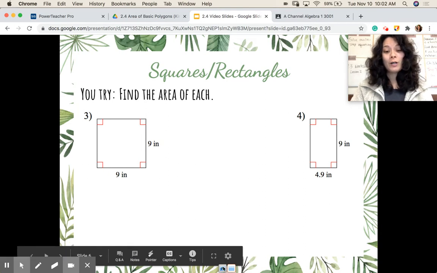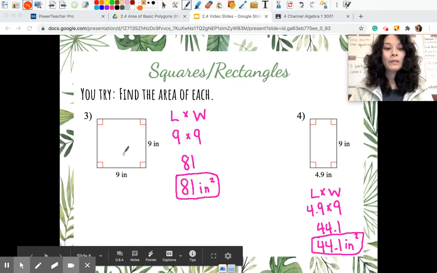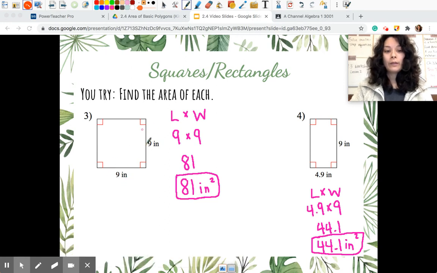Okay, hopefully you've given those a go. Hopefully they weren't too hard. Here are the answers that you should have gotten. Number 3 is another square. I know that because the sides are all the same length. So we're going to use the formula length times width, which both of them are the same number. We're going to do 9 times 9, which will give you 81. And then last but not least, you'll want to include that at the end we have inches squared. We're squaring the inches, not the 81.